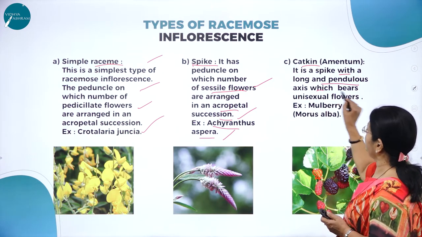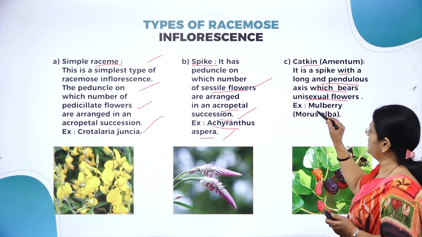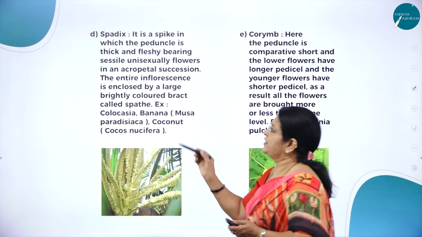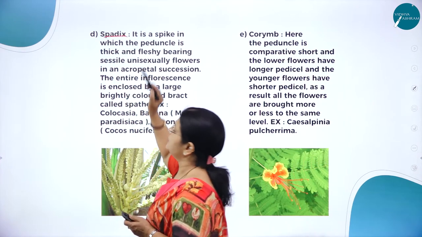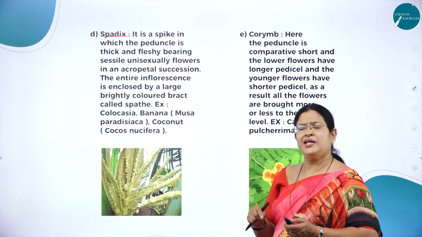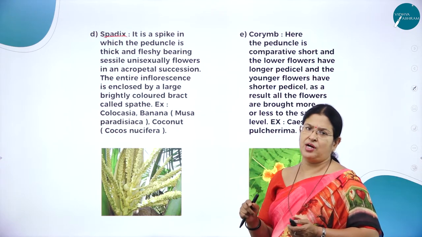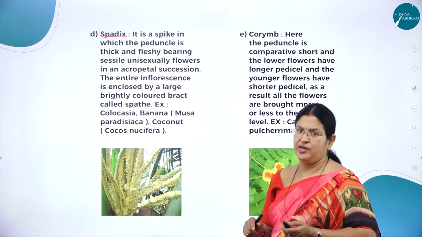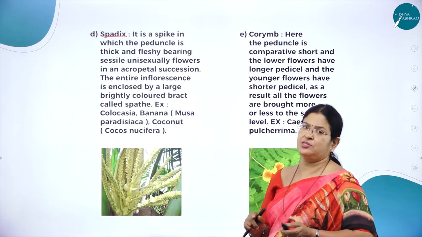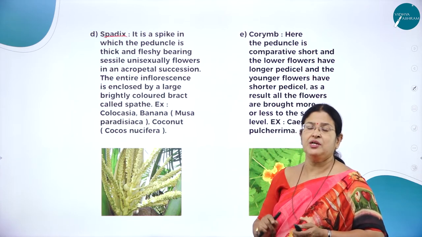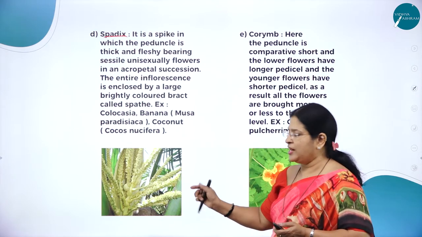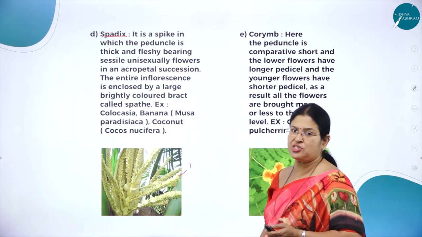These are the fruits which bear unisexual flowers. Example, mulberry. Then moving on to spadix, the next type of racemose inflorescence. I think all of you might have observed the coconut flower. Many of you would have a coconut tree in your house or in the garden. Have you ever observed the flowers of this coconut? If not, please do observe, and you can see the beautiful flowers even in this picture.